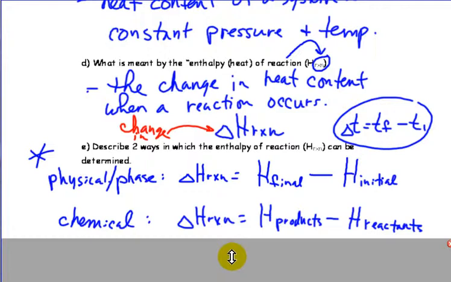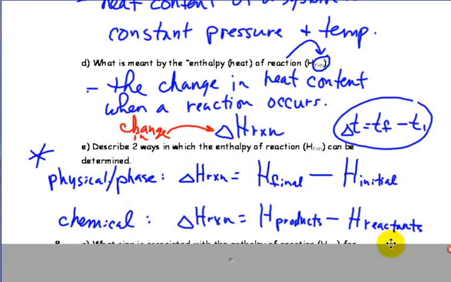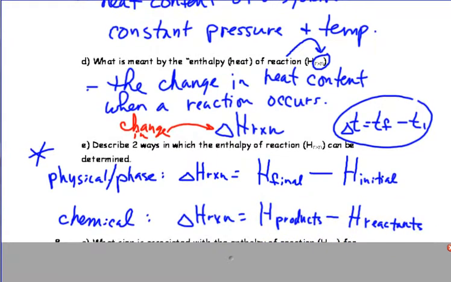Two ways in which we can look at it. If it's a physical or phase change, there's nothing chemically changing there. It's simply the final enthalpy value minus the initial enthalpy value, so after minus before. Or if it's a chemical reaction, products minus reactants, after minus what we had before.